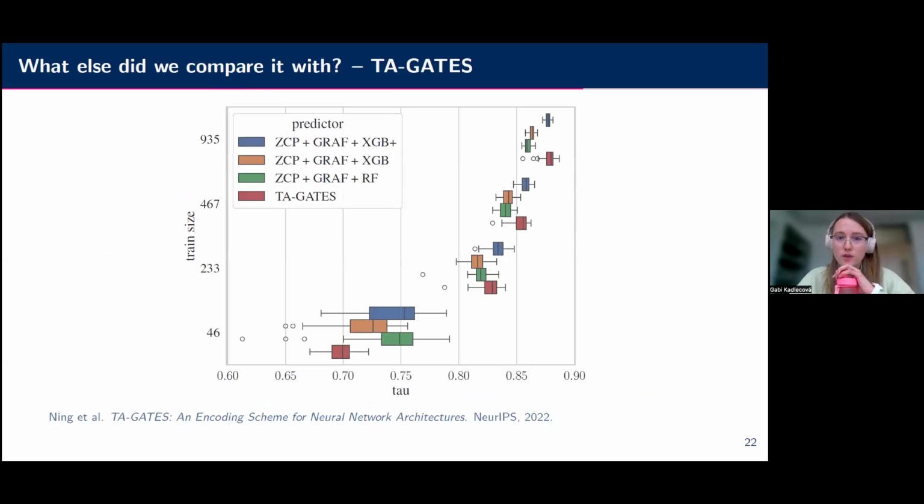We also saw this for TA-GATES, which is a GNN that's already combined with zero-cost proxies. On the largest sample size, which is the top row in the red box, it was actually better than GRAF, even though on the smaller sample sizes it was worse or comparable. So I would say that GNNs are not bad either, but we need to use either better GNNs or combine them with zero-cost proxies.